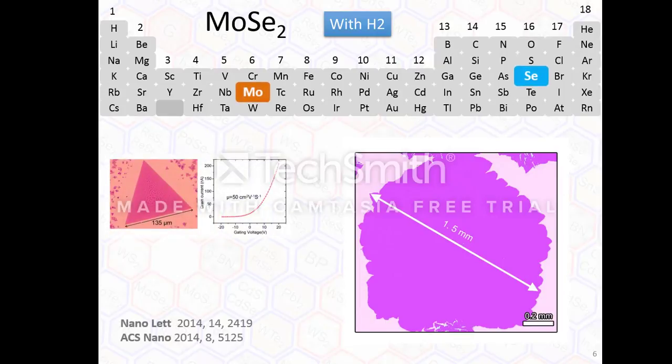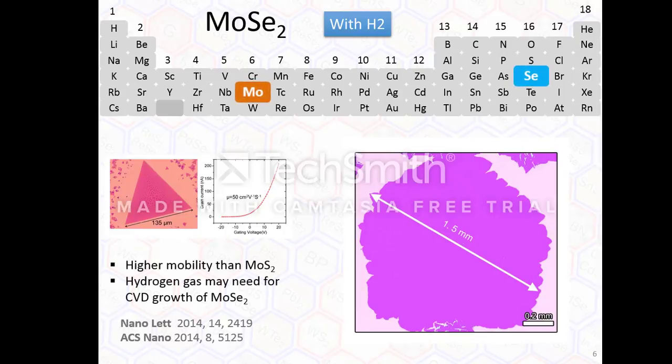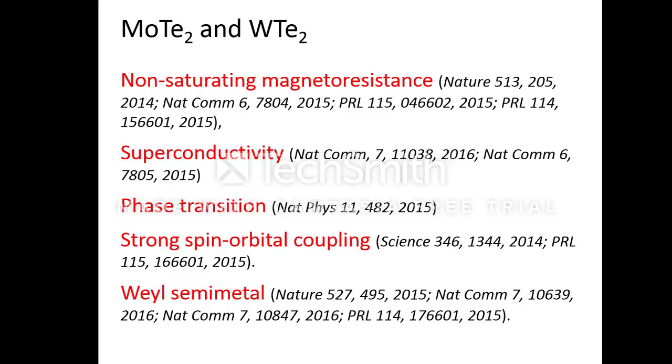Let's go to the telluride. Telluride is more difficult than the moly sulfide. So most of the time we need hydrogen to assist the synthesis. So this is a pretty big telluride one. Single crystal, 1.5 millimeters. So this is moly telluride. And okay, so tungsten telluride.